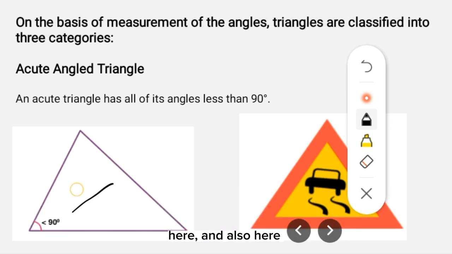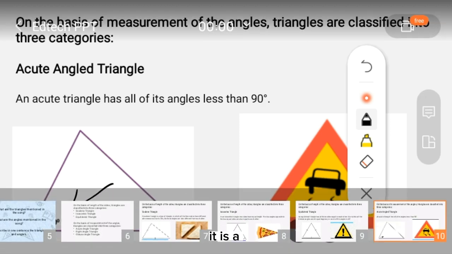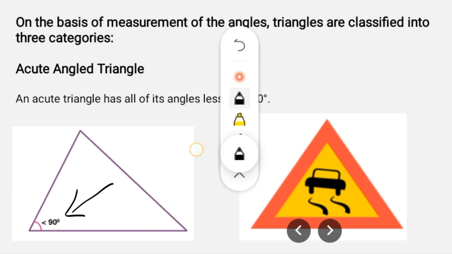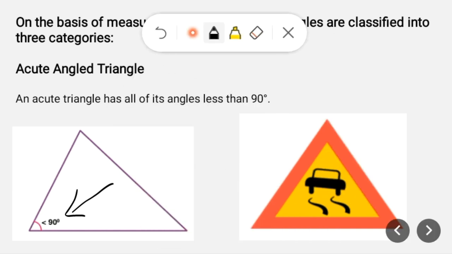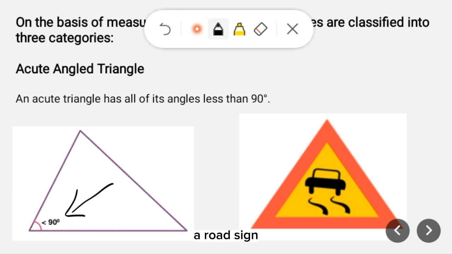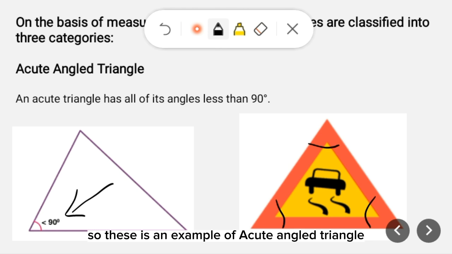Here, and also here, it is a road sign. It also has less than 90 degree angles. Right, so this is an example of an acute angled triangle.